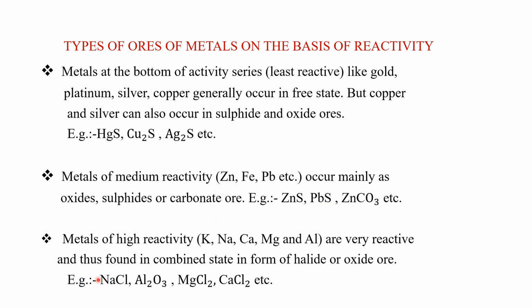Okay, now the third type of ore is of metals of high reactivity, like potassium, sodium, calcium, magnesium, and aluminum. They are very reactive and thus found in combined form, as halides or oxides. Examples: sodium chloride, aluminum oxide, magnesium chloride, calcium chloride. So based on chemical reactivity, metal ores are divided into three types: less reactive, medium reactive, and more reactive metal ores.